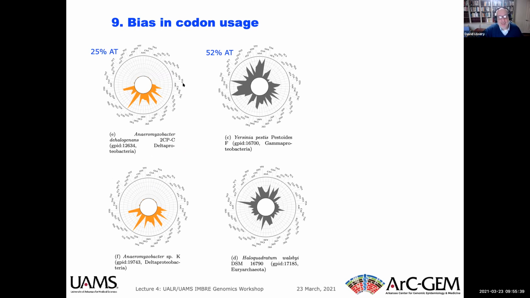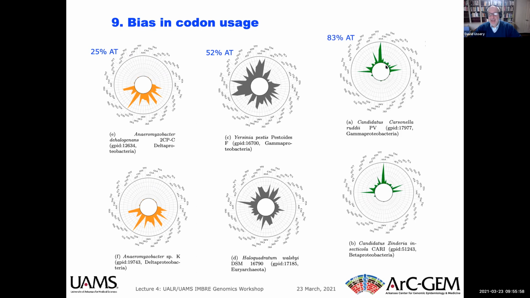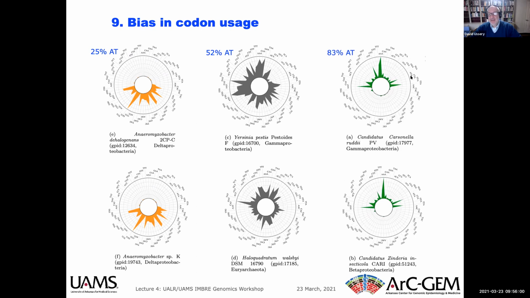GC rich, it's only 25% AT, look at the difference here. See this? We've arranged it so that the codons that end in C's and G's are below, and if they end in A's and T's, they are above. So most of the codons end in G's and C's. There's a strong bias for organisms that are GC rich. And organisms that are AT rich, what do you think? They're going to have codons that end in A's and T's. So you can look at this codon usage bias and get an idea for this.